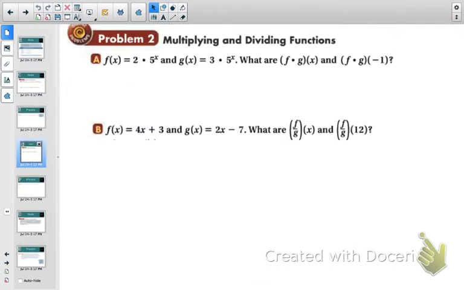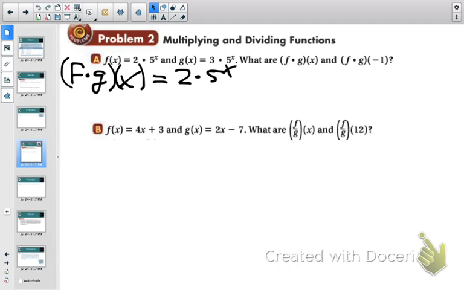Okay, so similar type of thing. You're just multiplying the two together. So on this one, we're doing f times g of x. So I do my f of x, which is 2 times 5 to the x, multiplied by 3 times 5 to the x. Okay, and on this, you can multiply the whole numbers together, meaning the ones that don't have exponents. So the 3 and the 2, you can multiply those together to get 6.